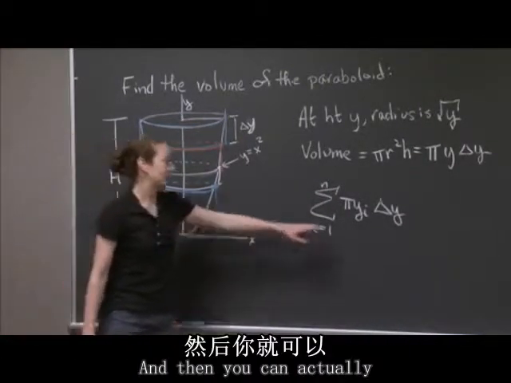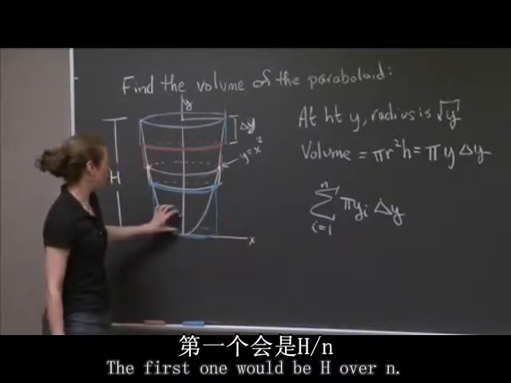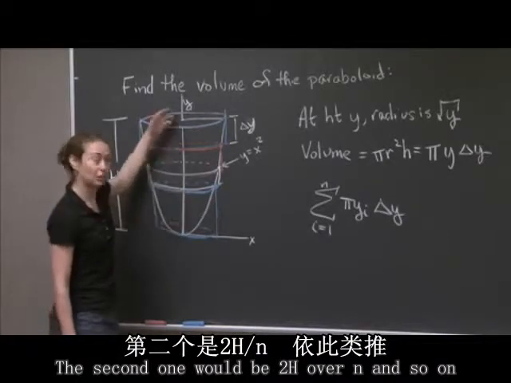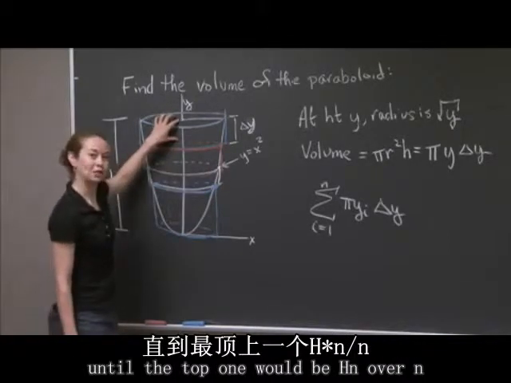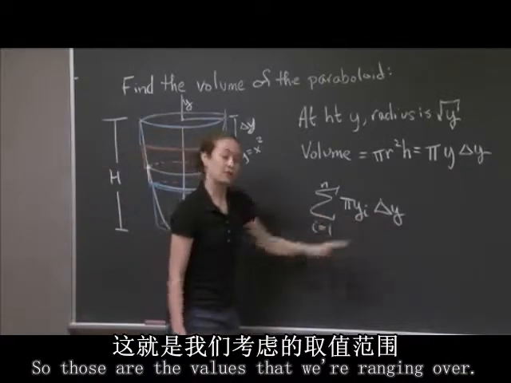And then you can actually figure out the y sub i's from that. The first one would be h over n. The second one would be 2h over n, and so on until the top one would be hn over n, and you'd have h as the top height. So those are the values that we're ranging over.